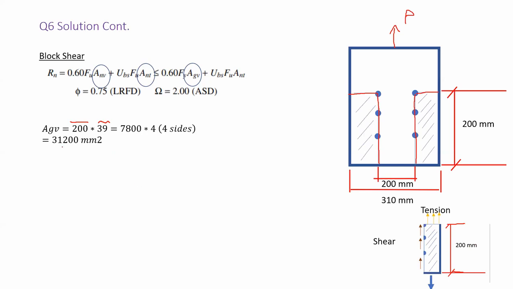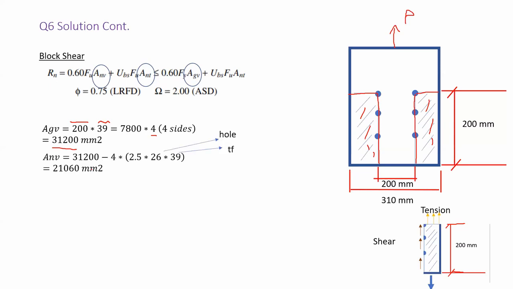Now, you're done with one part, but you have also another 4 parts. So you have this one, you have that one, and you have other parts from the bottom. So that's why I'm multiplying by 4. And overall, you would obtain your gross area in shear equal to 31,000 millimeters square.